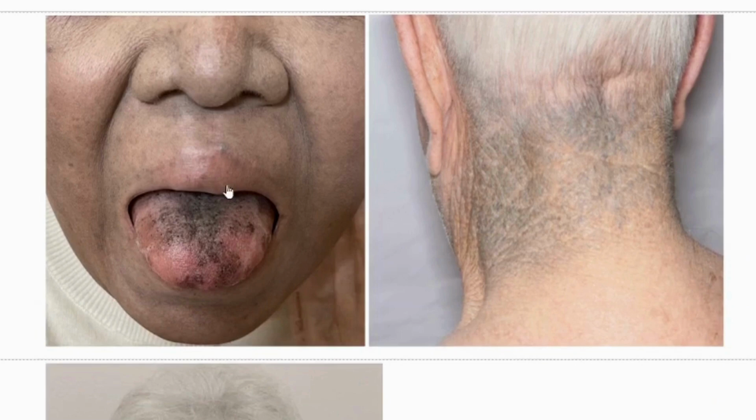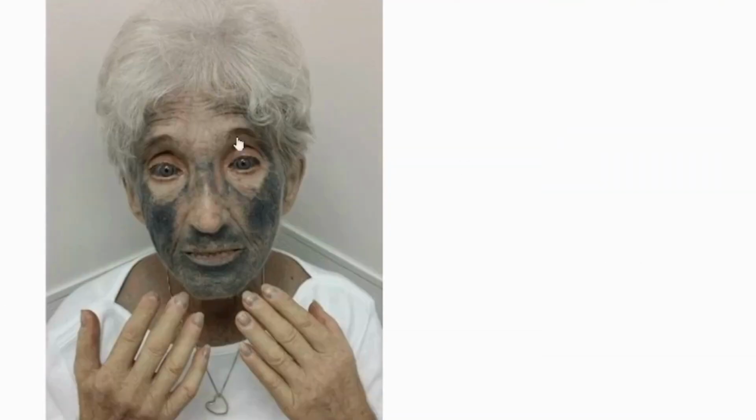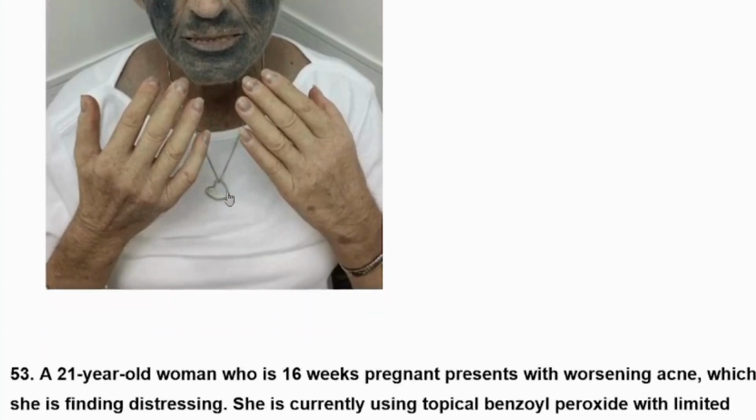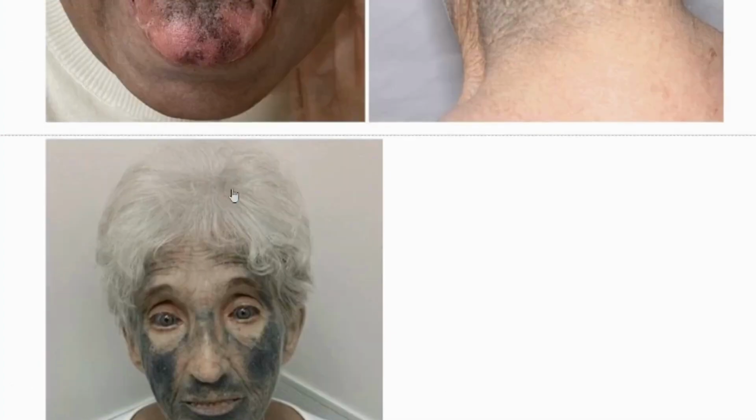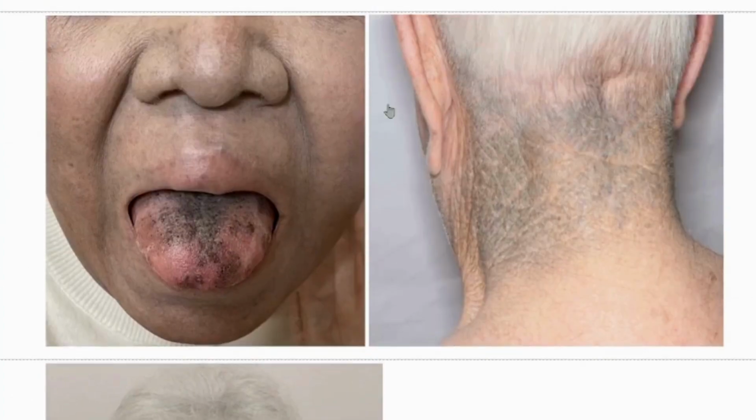Here we can see the discoloration of the face and tongue of a patient using minocycline. Here we can see also the discoloration of the neck of a patient using long-term minocycline. Here we can see complete bluish gray discoloration of the face of a patient using long-term minocycline. This was a short explanation about minocycline, its uses and side effects.